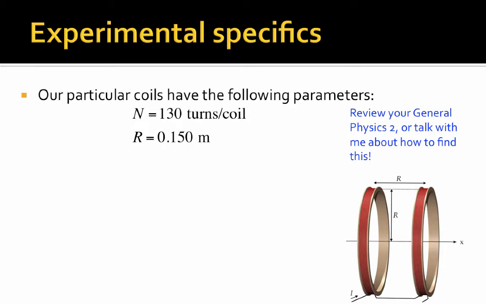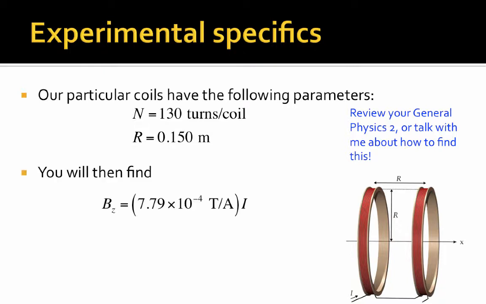In our particular case, N is 130 turns per coil and R is 0.150 meters. So we can find that the magnetic field is 7.79 times 10 to the minus 4 teslas per amp times current.